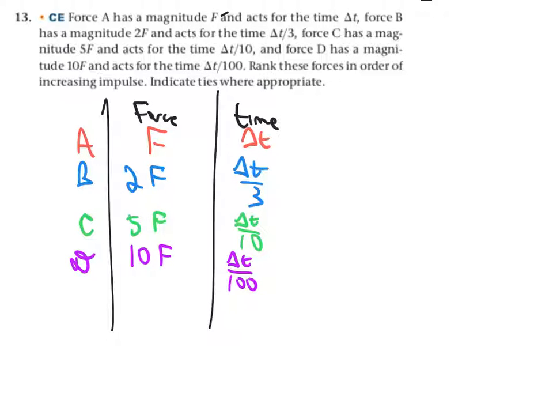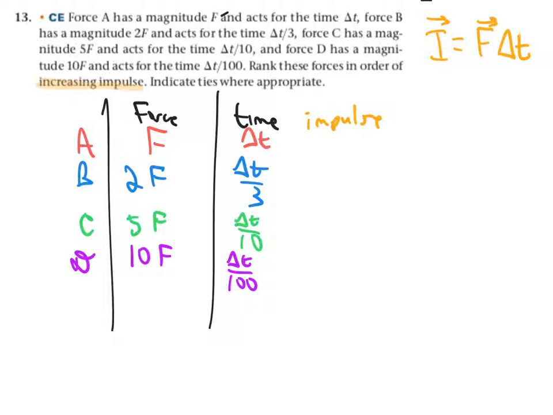Rank these forces in order of their increasing impulse and indicate ties when appropriate. And then we remember that impulse is just the force times the time interval during which that force acts. So for each of these, we're going to find impulse. And once we've done that, it will, of course, be very easy to rank them.